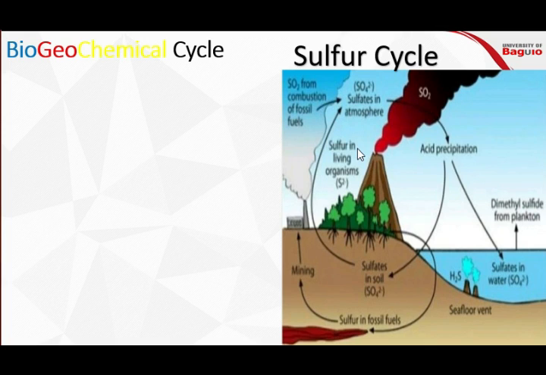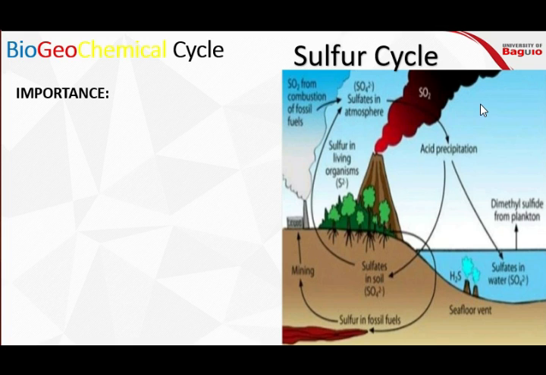And now, let's talk about the next cycle, which is the sulfur cycle. If you look at the diagram again, my dear classmates, it is more about the sulfur itself, or the sulfates, being released into the atmosphere from a natural phenomenon. So, for example, from the smoke coming from a volcano, etc.